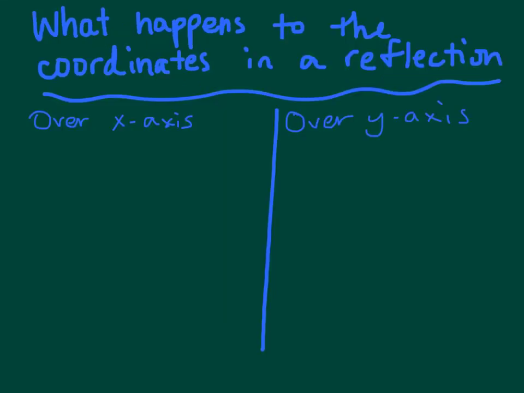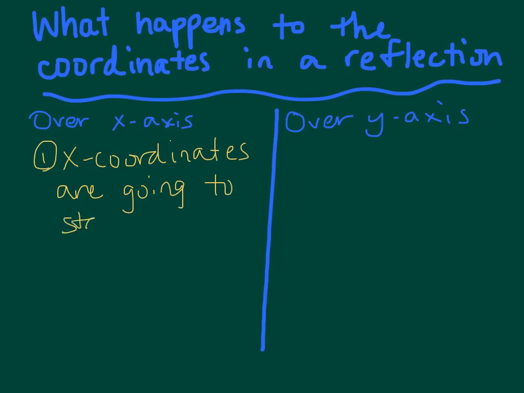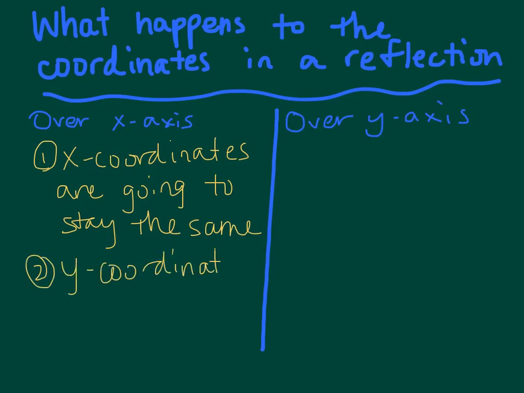Now let's write some rules of what happens each time we make a reflection and what happens to the coordinates. If I reflect over the x-axis, which is what we just did, the x-coordinates are going to stay the same, and the y-coordinates are going to become opposites. So if it was 3, it would become -3. If it was -2, it would become 2. They become opposite values.